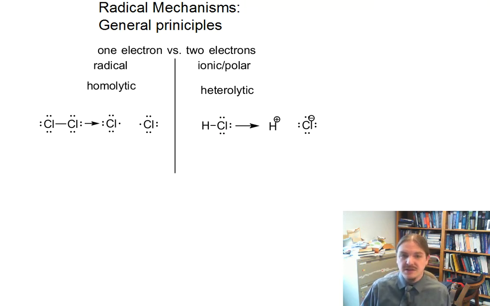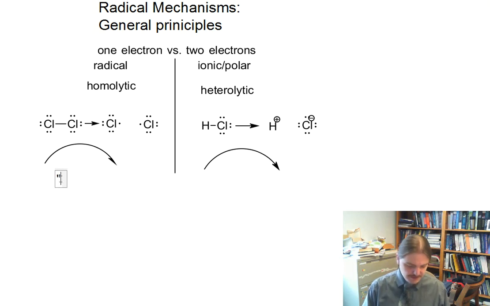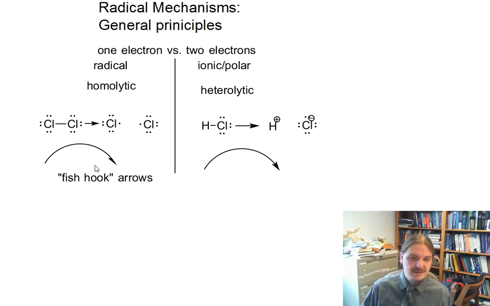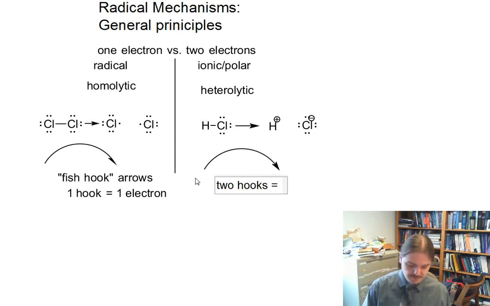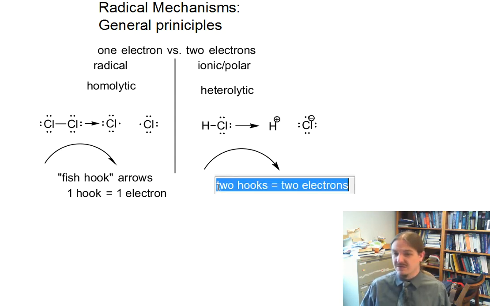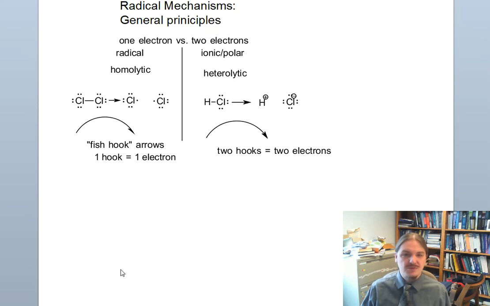The final general consideration that comes from there being one electron versus two electrons is the types of arrows that we use. One electron reactions, or homolytic reactions, radical reactions, use what most people refer to as fishhook arrows. These are arrows with one hook on them. And the number of hooks is the number of electrons that are being transferred in that mechanism step. The two-hook arrow, which is more common to us and which we've seen used in a number of reactions, means that there are two electrons being transferred in whatever that arrow is representing. So for radical reactions, we're going to use these fishhook or one-electron arrows.